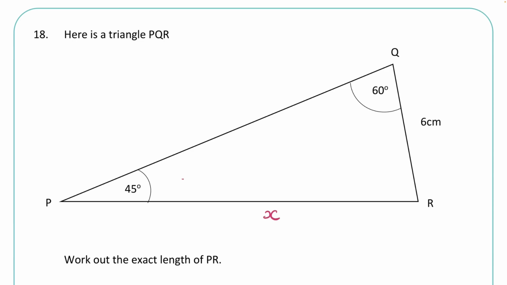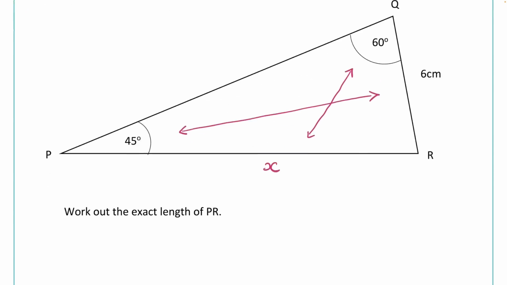So to do that, we'll check pairs of opposites. There's a pair of opposites here, and there is a pair of opposites here, obviously with the one unknown, and that gives us a massive hint that this is going to be using the sine rule. Now the sine rule for side lengths is a over sine A is equal to b over sine B.